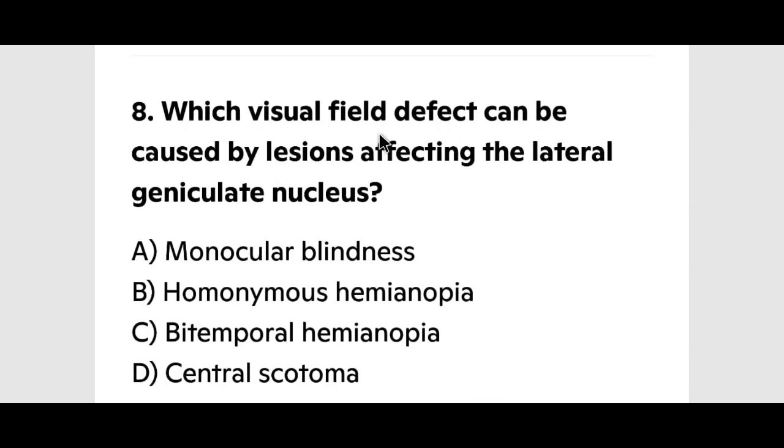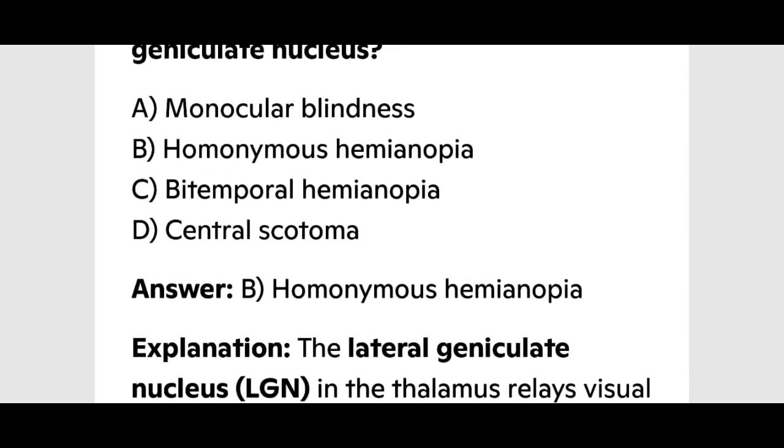Which visual field defect can be caused by a lesion affecting the lateral geniculate nucleus? Monocular blindness, homonymous hemianopia, bitemporal hemianopia, central scotoma. What is your answer? Answer is option B, homonymous hemianopia.